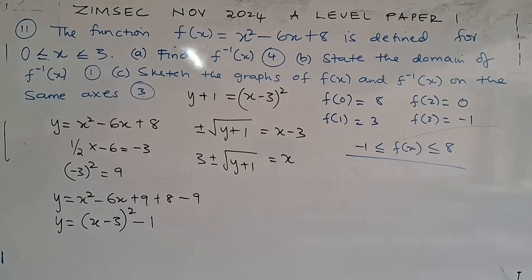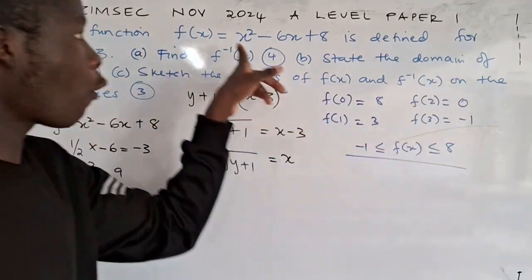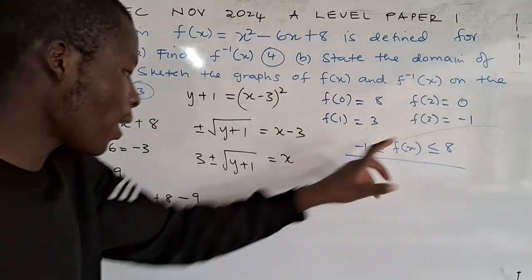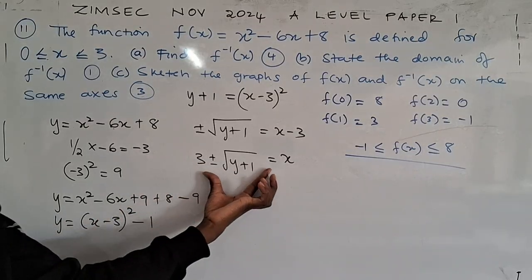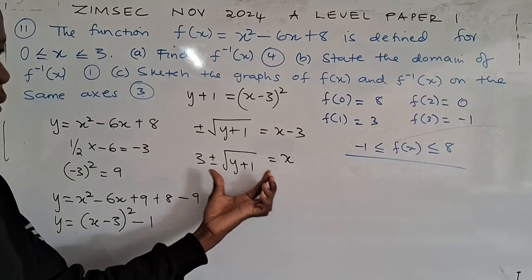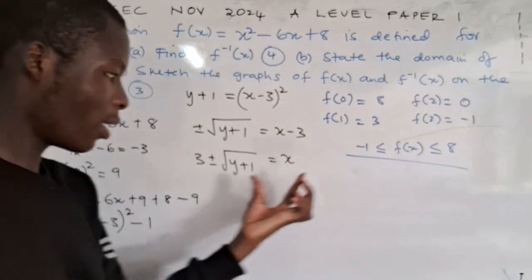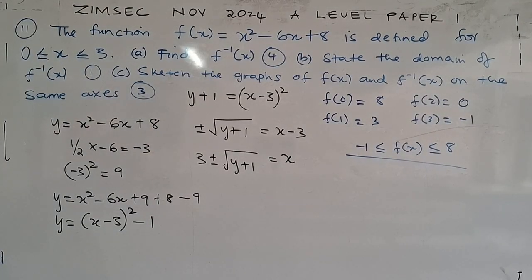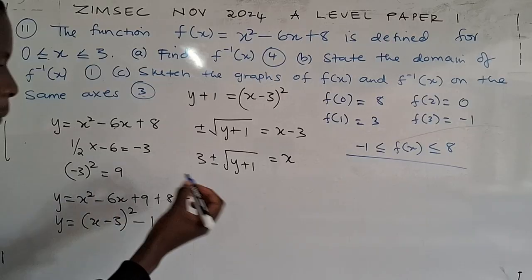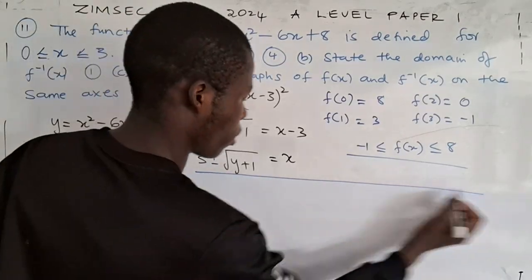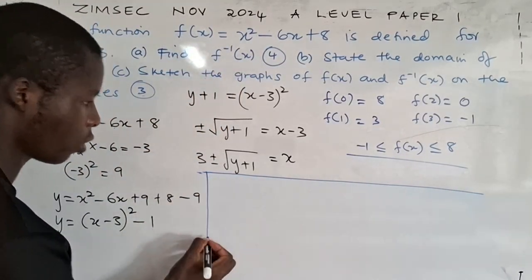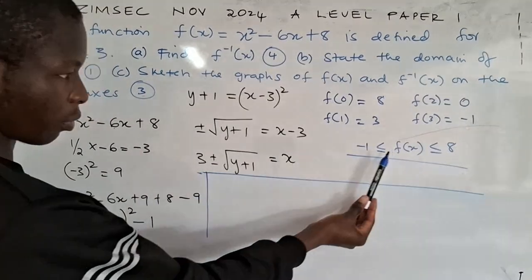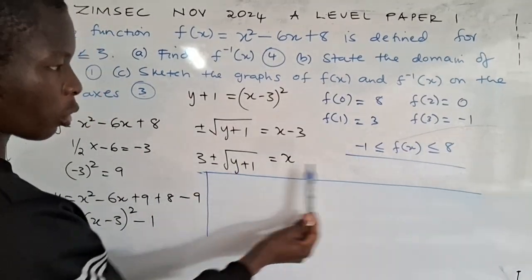I know this range of f of x is nothing but the domain of the inverse. The domain of the inverse. This range is the domain of this. So I'm going to do this. Now let's say this, I'm going to substitute now.